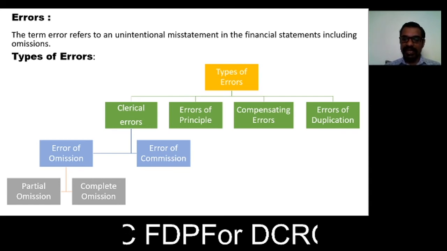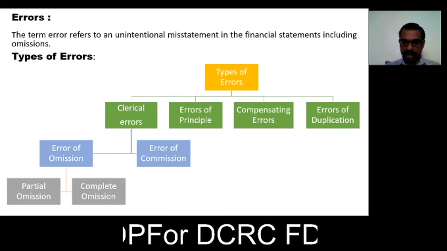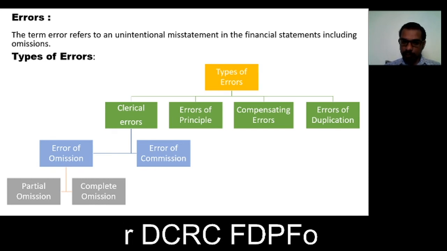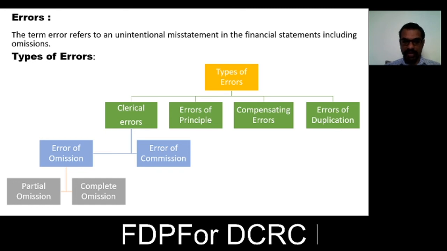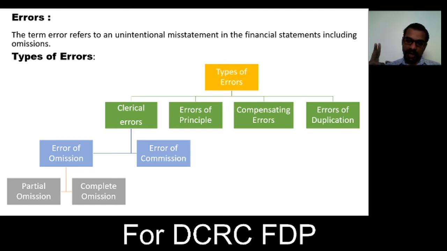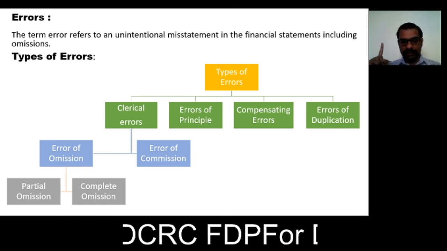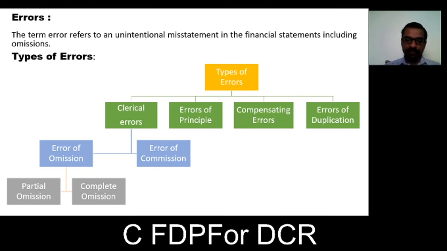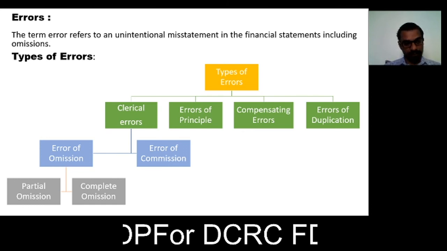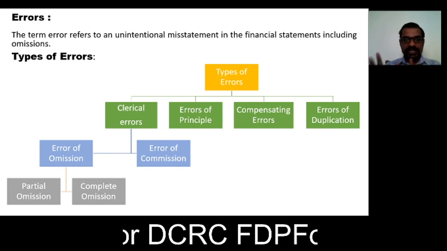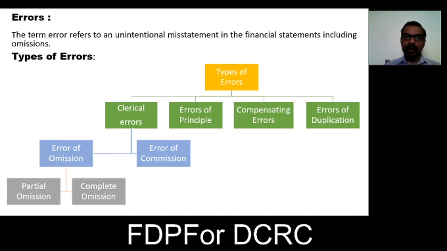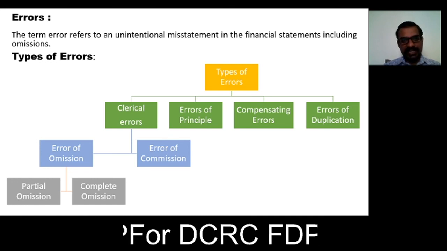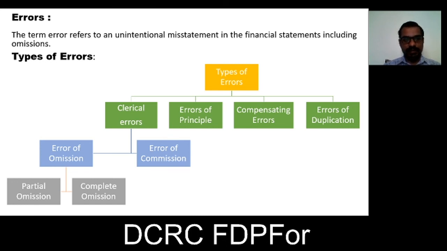And under the clerical errors, there are two subtypes. One is the error of omission and the second one is the error of commission. And under the error of omission, again there are two subtypes. One is the partial omission and another one is the complete omission. So in this way, these are the various types of errors. I hope you have all understood what errors are as well as what the types of errors are.